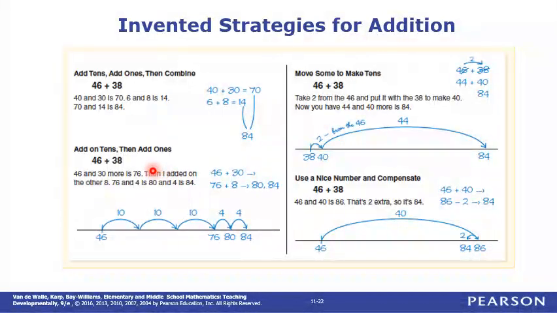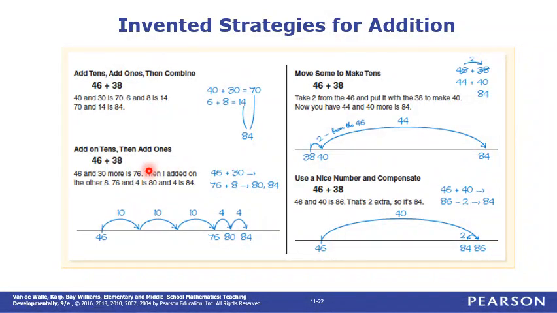And so there, again, we started with that 46, and then we added that 30 more to get to 76. Then we added on the other 8. But to add on that other 8, we broke it down into 2 4s, because 4 got me to 80, but then that 4 more got me to 84.